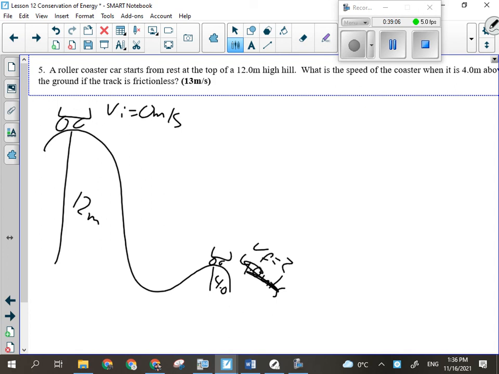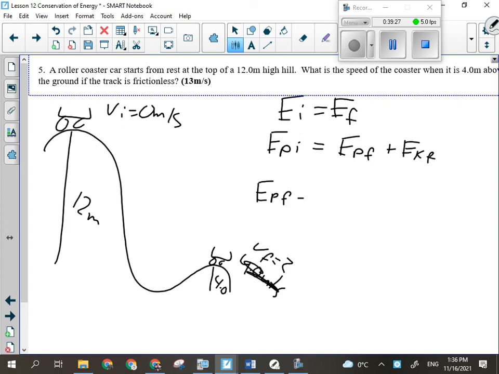No, not moving. So we've got our initial mechanical equals our final mechanical. Our initial mechanical is all potential. Our final mechanical is some potential and some kinetic. What I'm looking for is part of the kinetic energy, so I need to bring the final potential over to this side, like so.